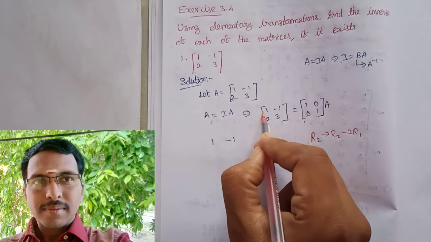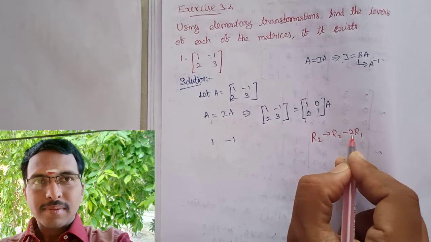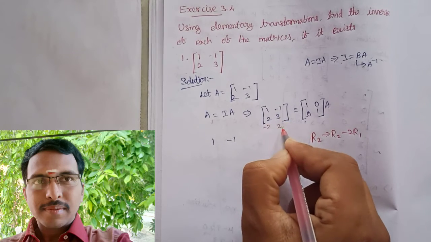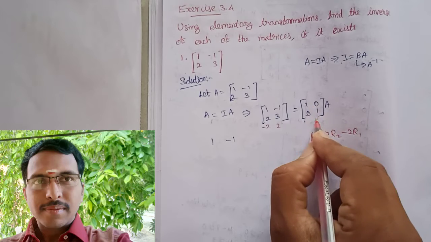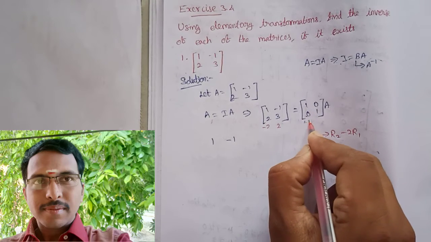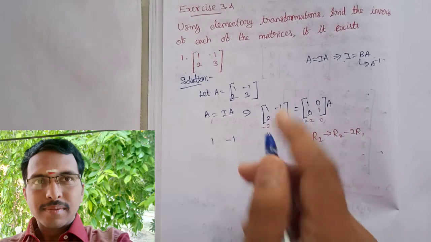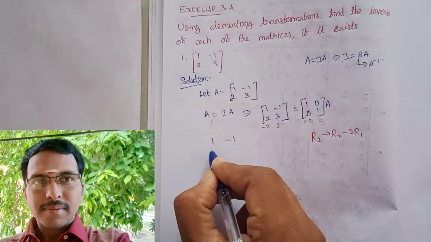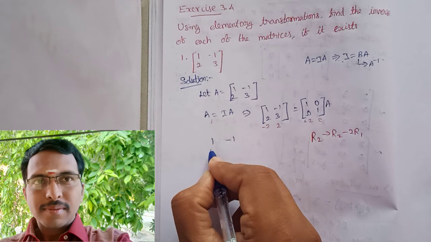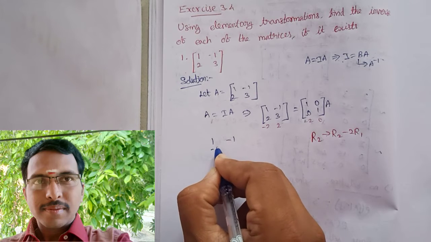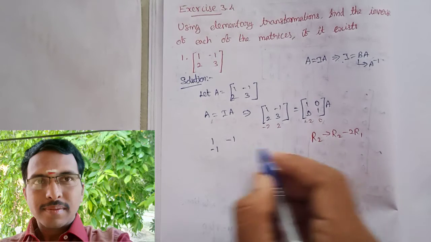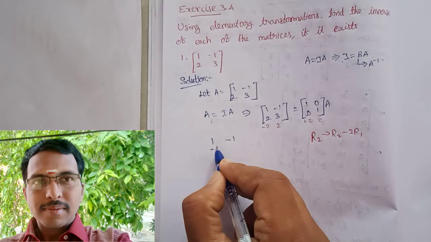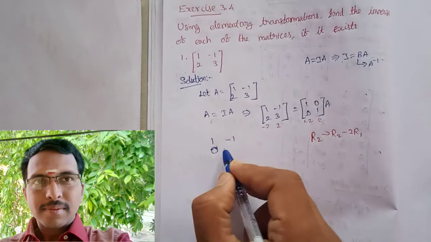And you can apply the format here: R1 multiplied by minus 2. So minus 2 into 1, minus 2. Here minus 1 into minus 2, plus 2. And here also you can apply the same procedure, minus 2, 0. Now take the calculation: 1 minus 2, we get minus 1. Here, 2 minus 2, we get 0, 3 plus 2, 5.